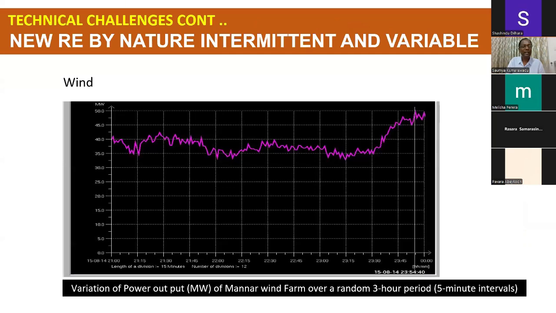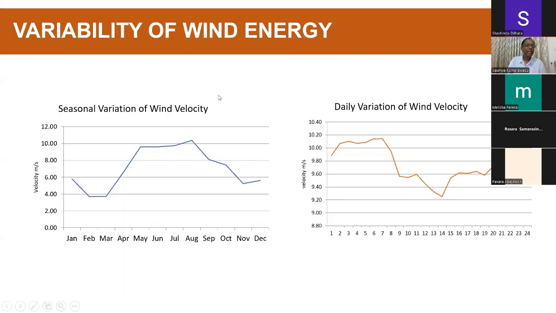this is the actual curve of a 100 megawatt wind power plant in Mannar. We have a 100 megawatt wind power plant in Mannar. This is a 3-hour duration. This shows how the instantaneous power output of that wind park varies because of the variation of wind power. The control has to adjust the others to balance the supply and demand. So it's a challenge.